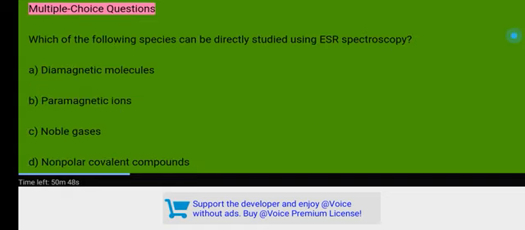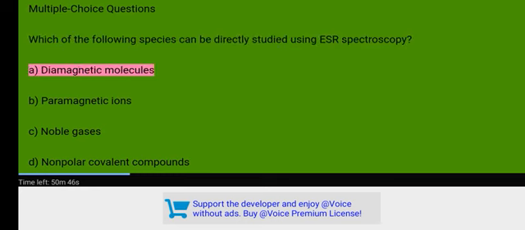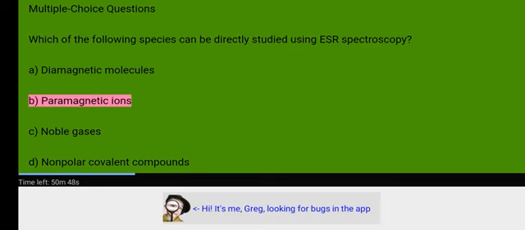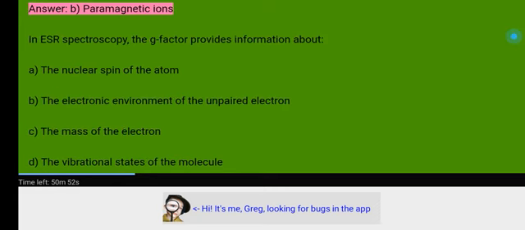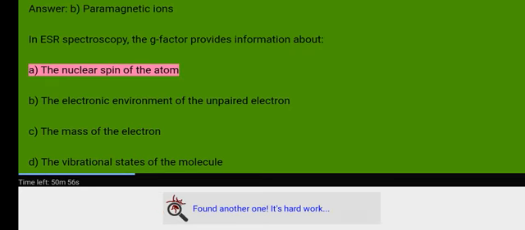Multiple choice questions. Which of the following species can be directly studied using ESR spectroscopy? A. Diamagnetic molecules, B. Paramagnetic ions, C. Noble gases, D. Nonpolar covalent compounds. Answer, B. Paramagnetic ions.